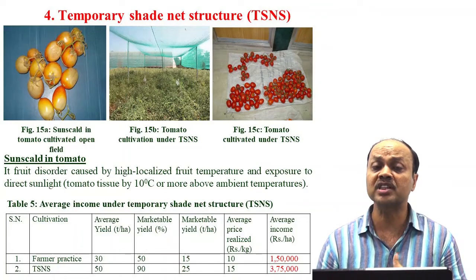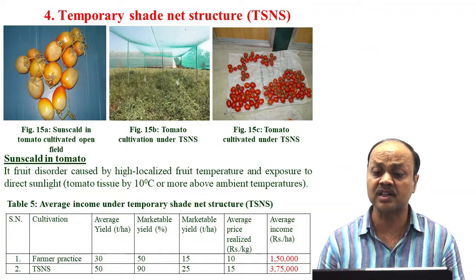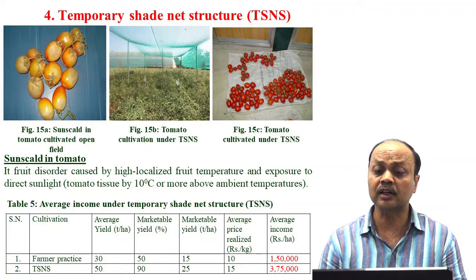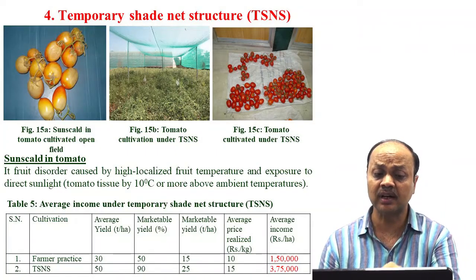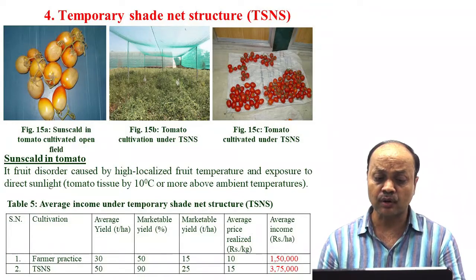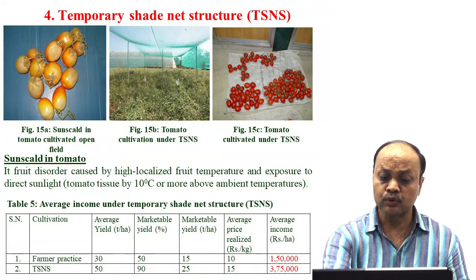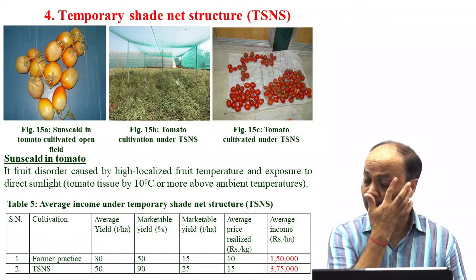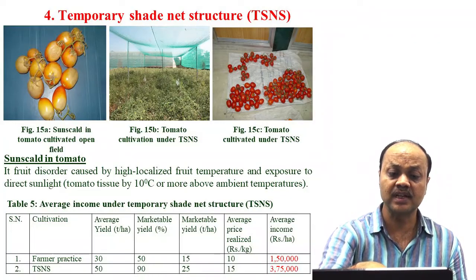So suppose someone is interested in growing tomato or capsicum only during summer. What we suggested is to construct a temporary shade net structure. You can see that during summer the sunscald problem is there. It is a fruit disorder caused by high localized fruit temperature and exposure to direct sunlight, raising tissue temperature by 10 degrees C more. So due to high air temperature and localized light intensity coming on the fruit, you can see the burning of your fruit.